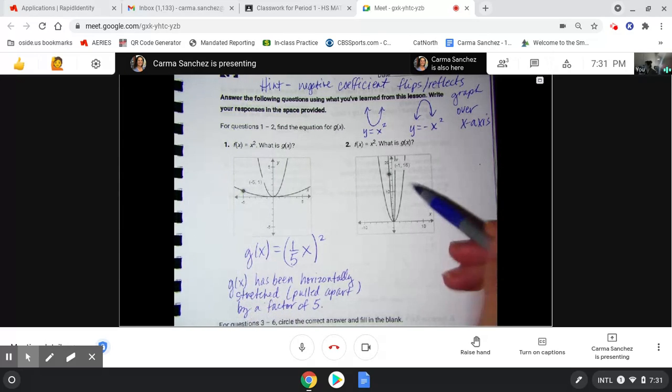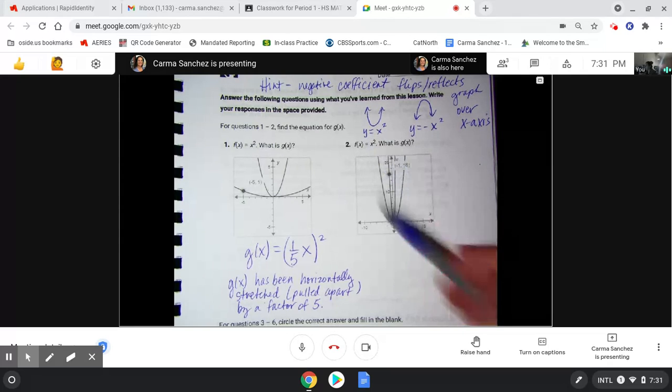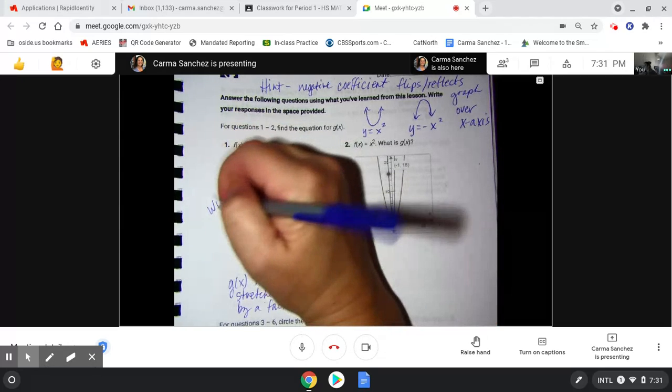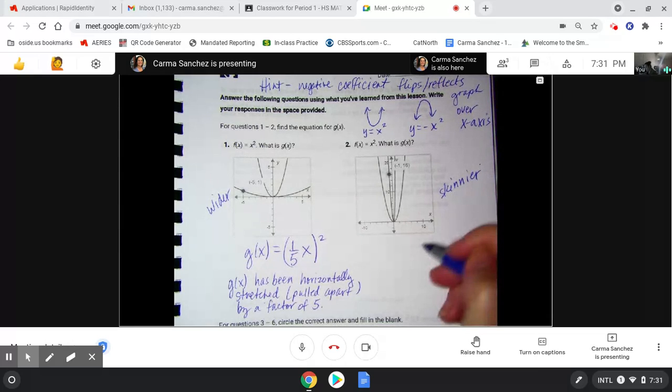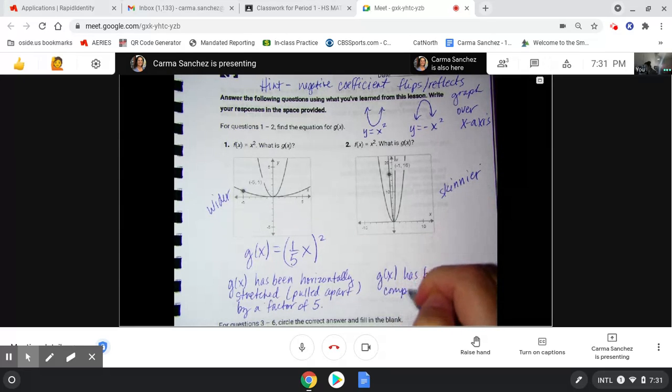Okay, let's go look at another one. F of x is equal to x squared. There's my normal parent graph. So what's g of x? This one is a skinnier graph. This one was wider, and this one's skinnier. So the words for this one are that g of x has been horizontally, what do you think? Compressed or pushed together this time. By a factor of 4.